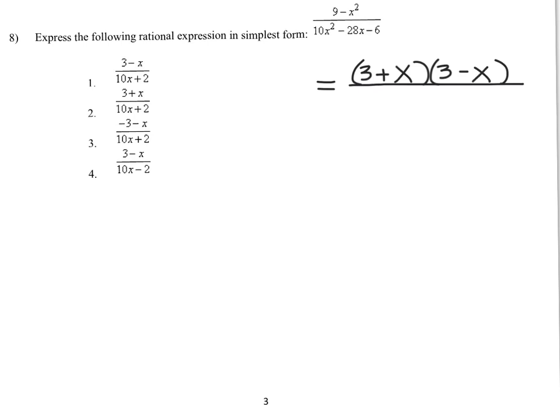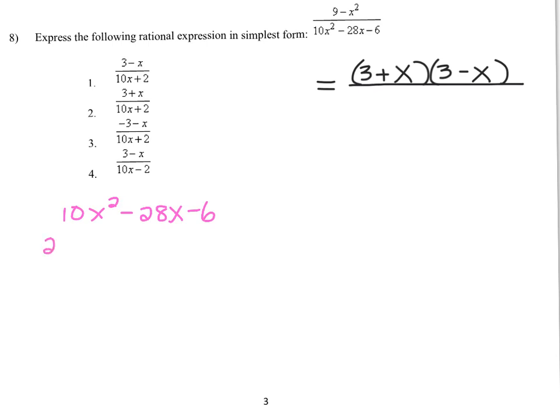It's 3 plus x and 3 minus x. Now I'm going to factor this off to the side because I don't want a big mess within my fraction. The first thing you want to say to yourself is, can I pull out a greatest common factor? And yes, you can. We can pull out a 2.